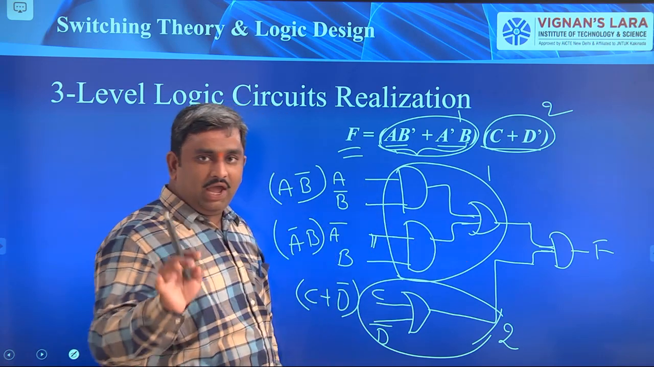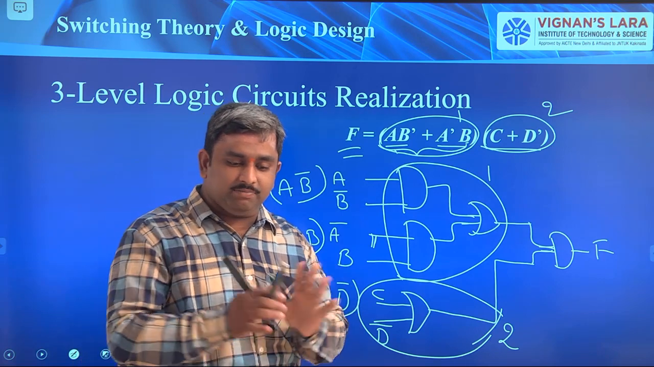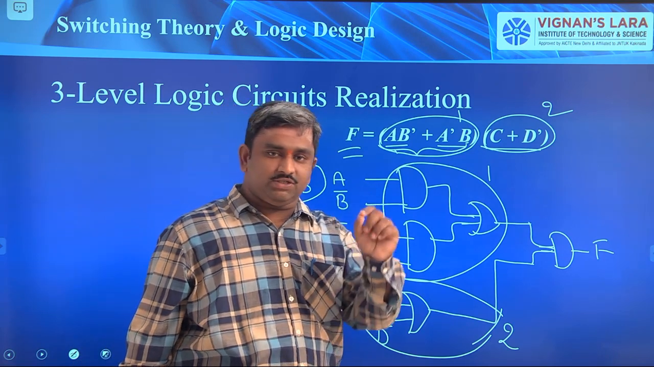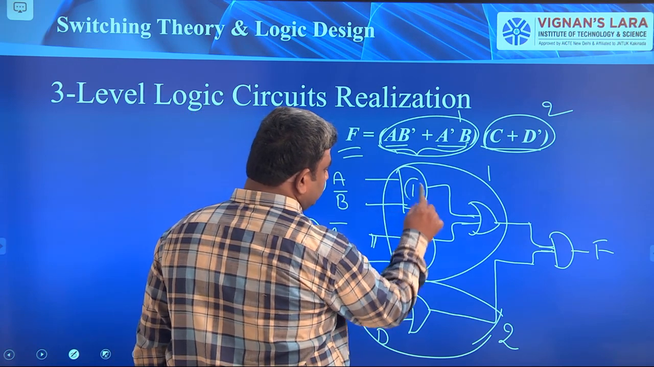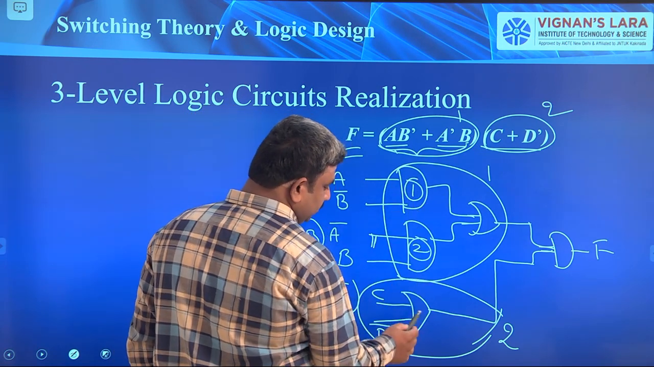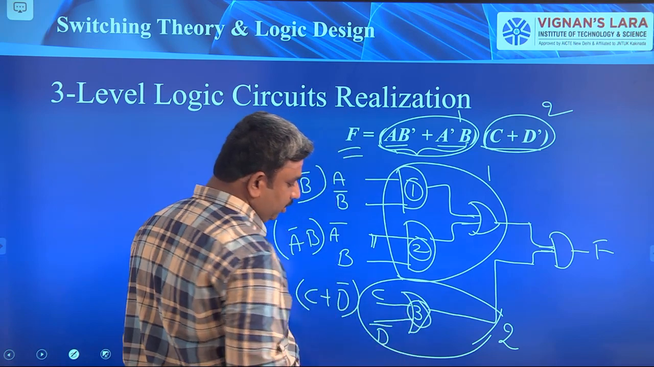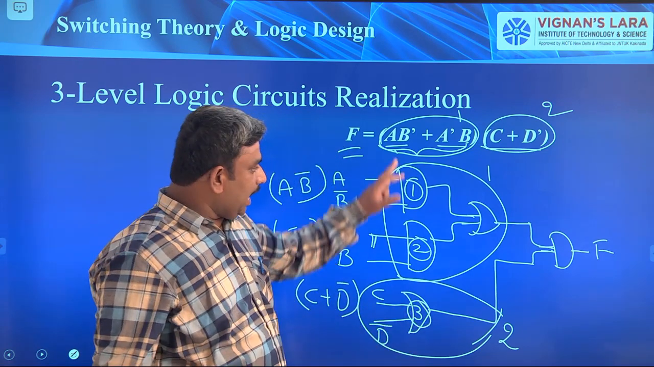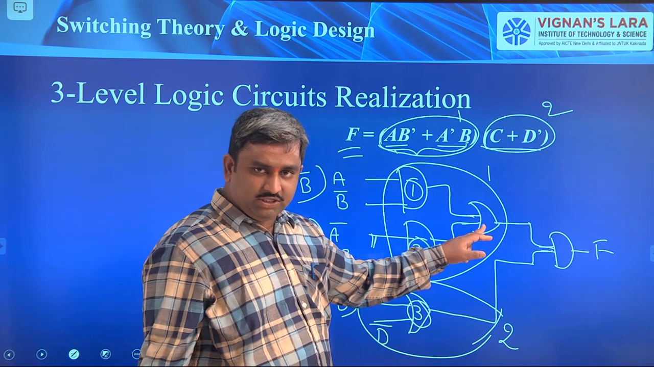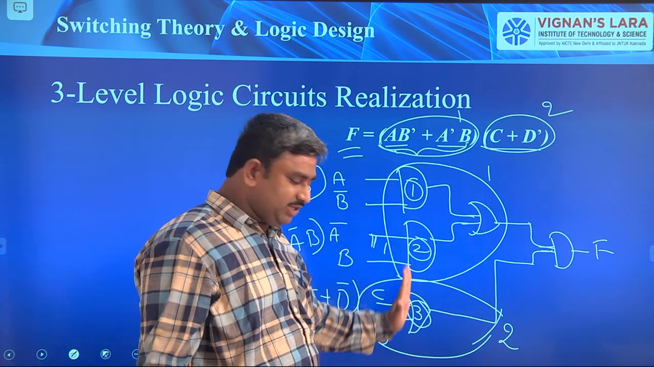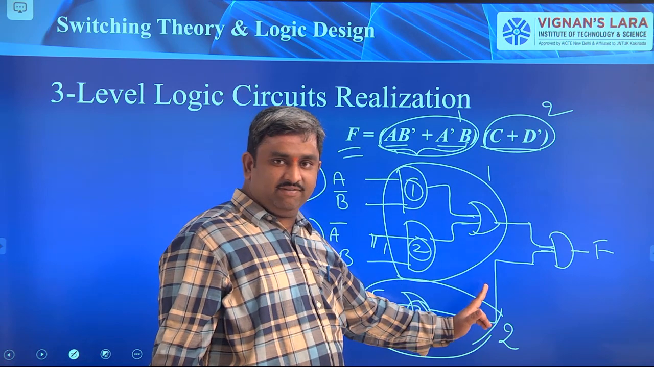See here, if I have some time periods, for example, in the first time period, I will do the A B bar operation, the A bar B operation, and the C plus D bar operation. So in the first time period, I have to compute this one. In the second time period, I have to compute this one. So this is the first level of gates, and this is the second level of gates.